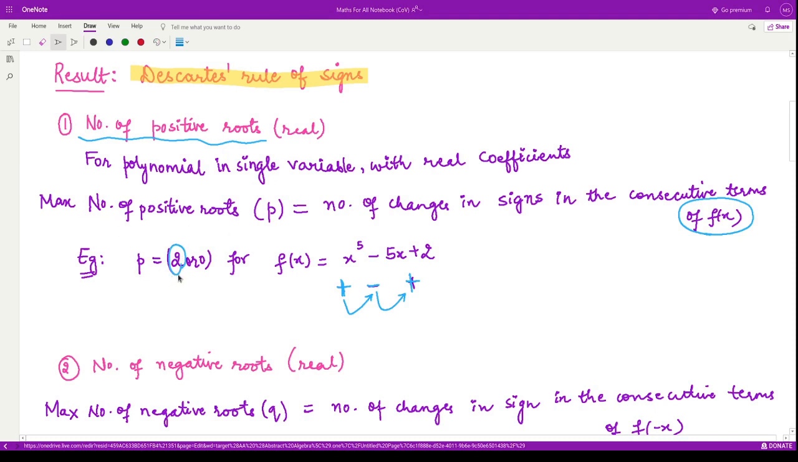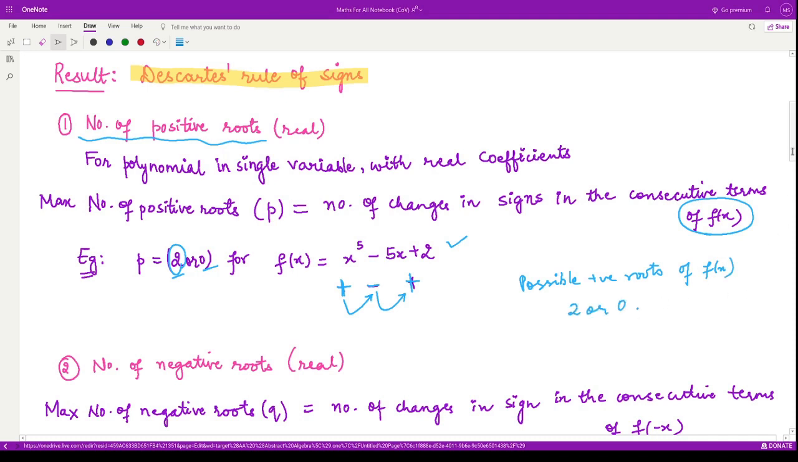Now, this is the maximum number of positive roots that this polynomial may have, but the number of positive roots may be less. We just have to subtract an even number from p, whatever the value of p is. So we say the possible positive roots of f of x may either be 2 or 0.